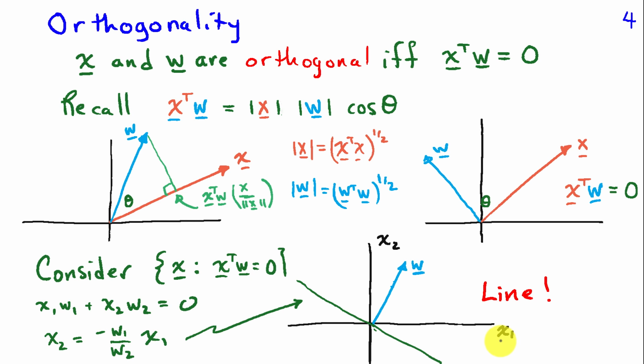Now, if I consider the set of all values of x for which x transpose w equals 0, where I have axes x1 and x2, I have some vector w, and I want to know what is the set of all x that are orthogonal to w. Well, it turns out that that's the set of x that lie along this line.